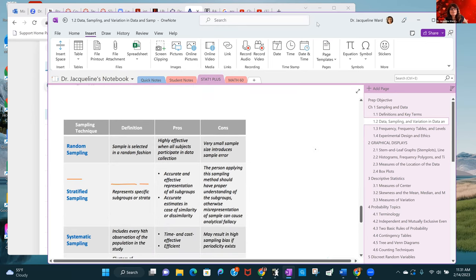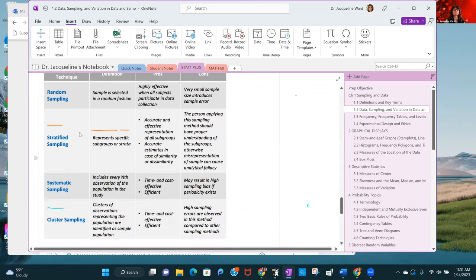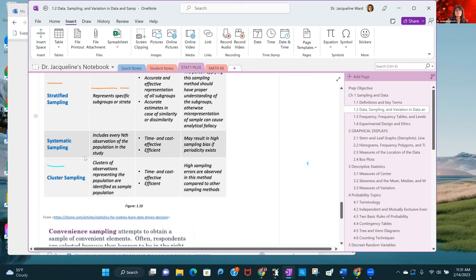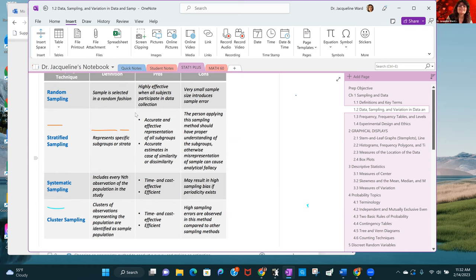All right. So next up, we're talking about different sampling techniques. And these are some common ones. Random sampling, stratified sampling, systematic sampling, and cluster sampling. So we've already looked at simple random sampling. As long as we're making sure that every object or person is equally likely to be selected from the population, then that's just a random sample, like drawing names from a hat.